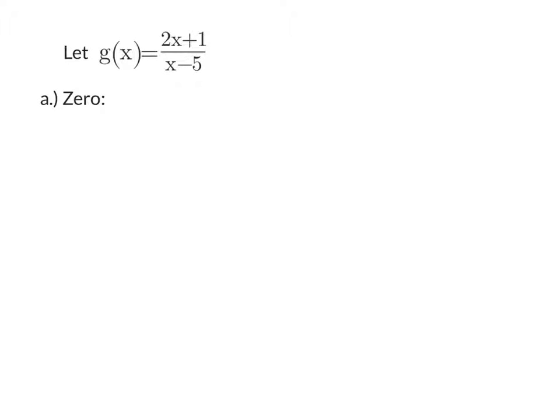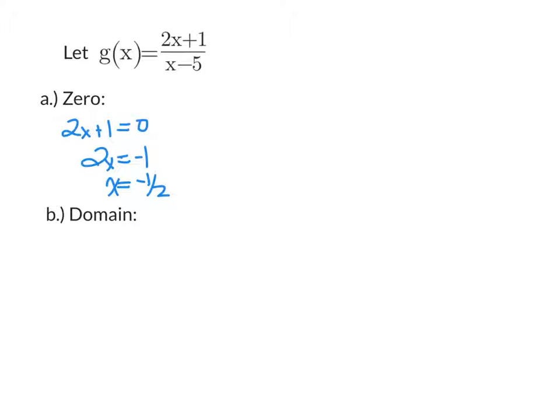Ultimately, we want to come up with a really good graph of g of x equals (2x plus 1) over (x minus 5). So our first step is to identify where the 0 is. And for a rational function, that's going to happen when the numerator is equal to 0. So we just solve this. We get that x is negative 1/2, which means our 0 is negative 1/2.